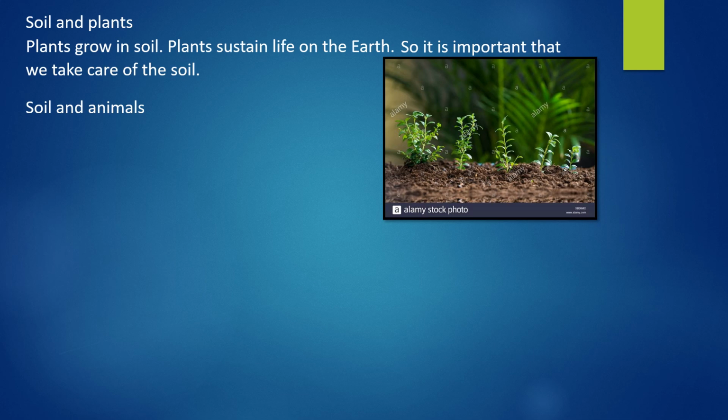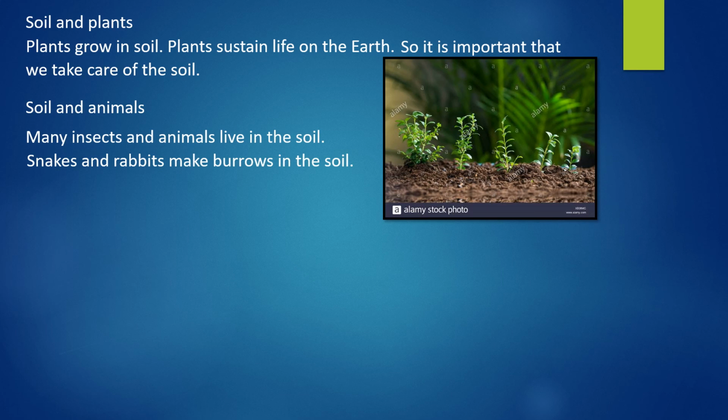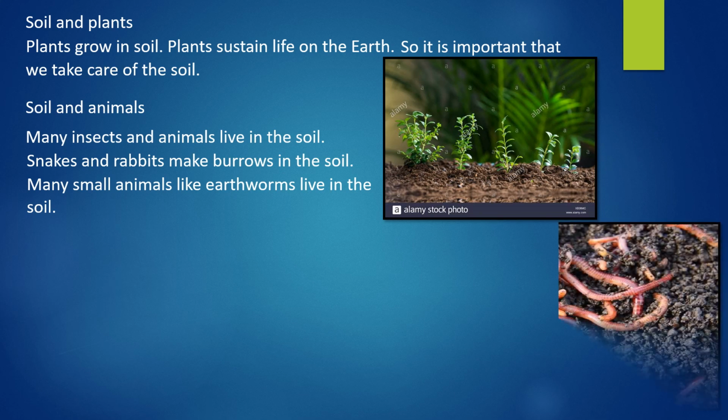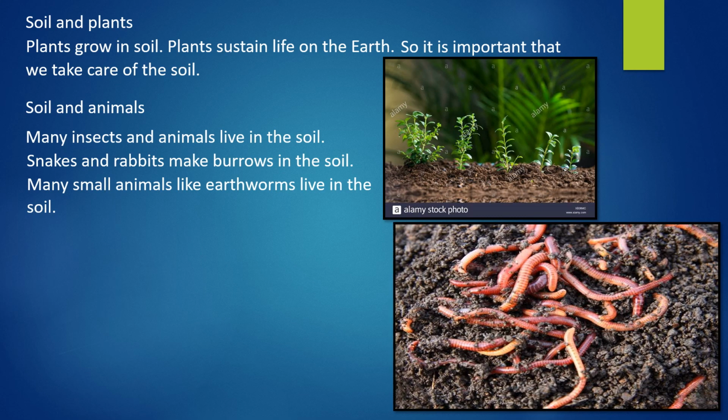So we have learned about soil and plants, but now we are going to learn about soil and animals. Many insects and animals live in the soil. Snakes and rabbits make burrows in the soil. Many small animals like earthworms live in the soil. In the same way, snakes and rabbits also live inside the soil, and some insects like ants. All these animals live inside the soil.